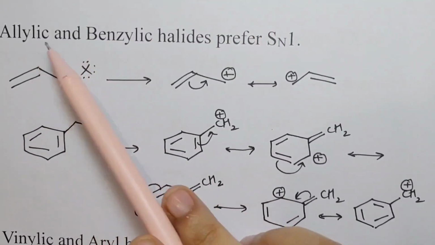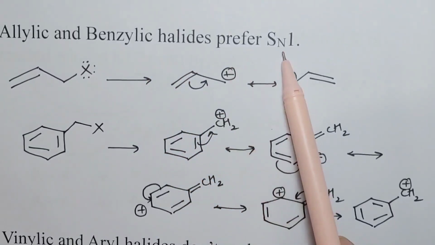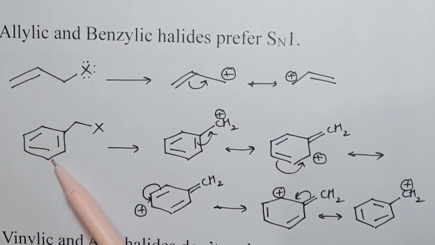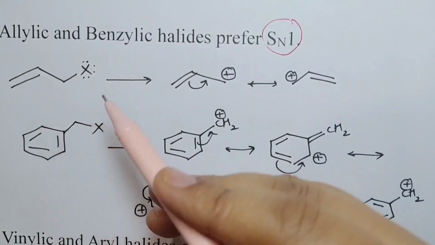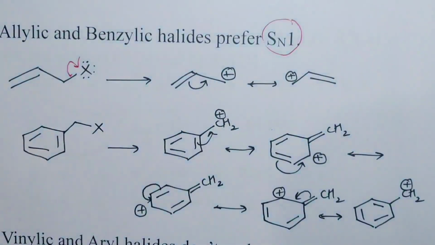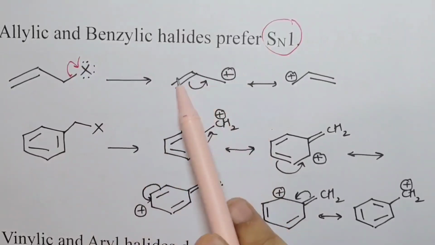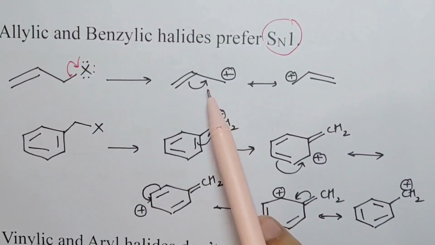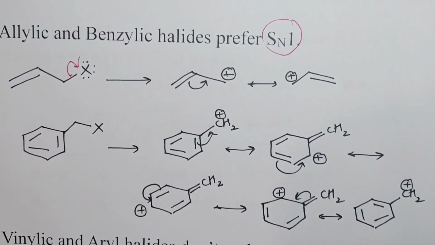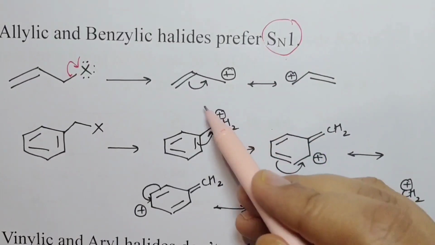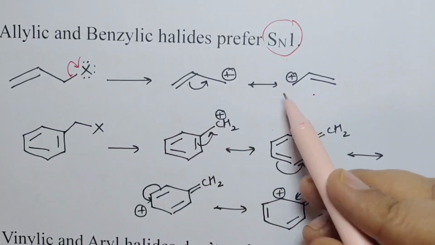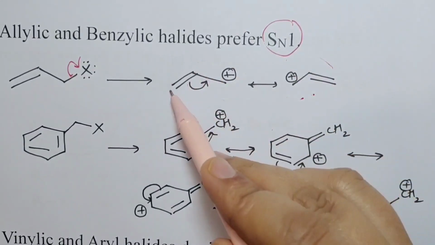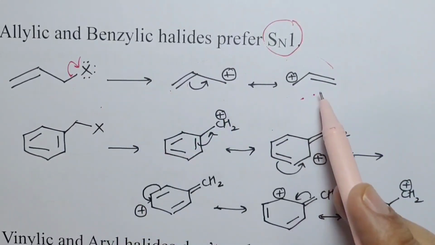Next question. Allylic and benzylic halides prefer SN1. So this is your allylic halide and this is your benzylic halide. They prefer SN1 because in SN1, in the first step, the halogen atom leaves. When the halogen atom leaves, you are left with a carbocation. So it proceeds via the formation of a carbocation. Now this carbocation, which is the intermediate in the SN1 reaction, is very, very stable. How? Because of resonance in the allylic group. Because of this resonance, this carbocation is stable. Therefore, the reaction proceeds further.